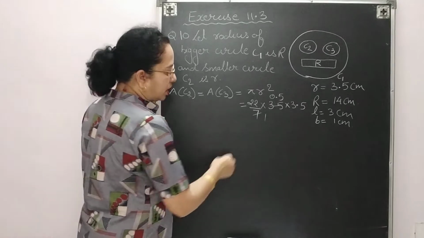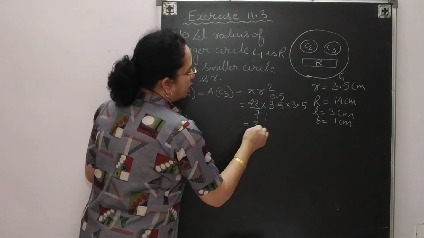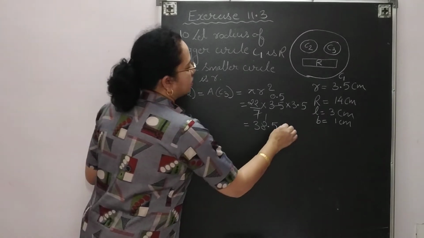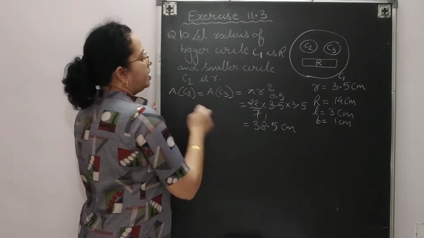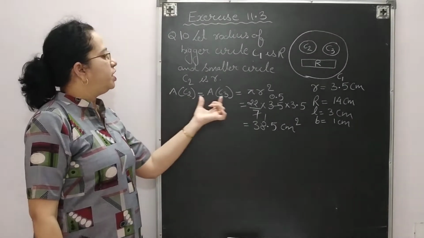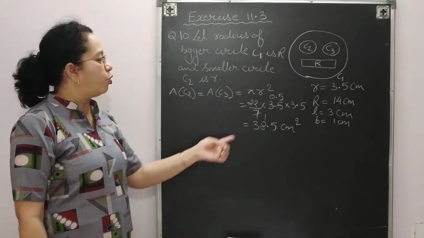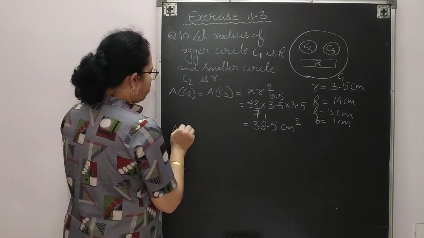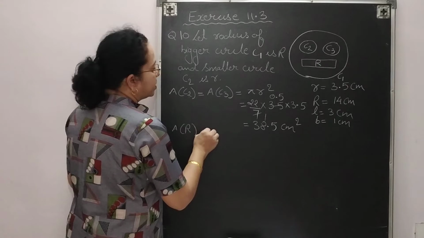Now multiply the remaining numbers. Your answer will be 38.5. Your unit is centimeter. Area is always square. So we found that the area of C2 and C3 is 38.5 centimeter square. Now we can find out the area of R, that is the rectangle.